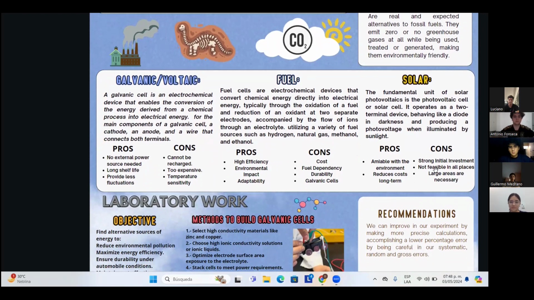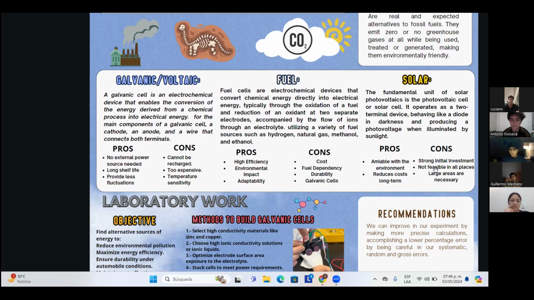Another alternative are fuel cells. Fuel cells are electrochemical devices that convert chemical energy directly into electrical energy, typically through the oxidation of a fuel and reduction of an oxidant at two separate electrodes, accompanied by the flow of ions through electrolytes, utilizing a variety of fuel sources such as hydrogen, natural gas, methanol, and ethanol. Some pros are high efficiency, low environmental impact, and that they are very adaptable. Some downsides are the cost, fuel dependency, and durability. Now Diana will be talking about solar cells.